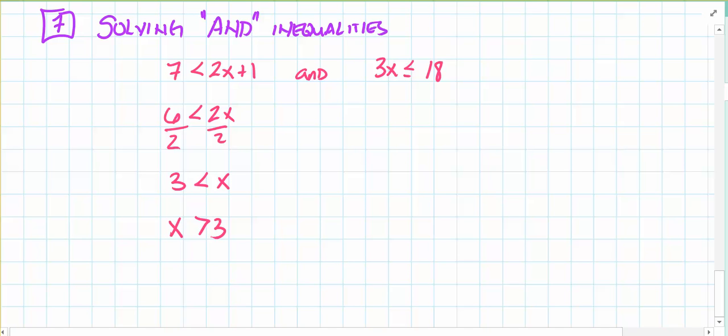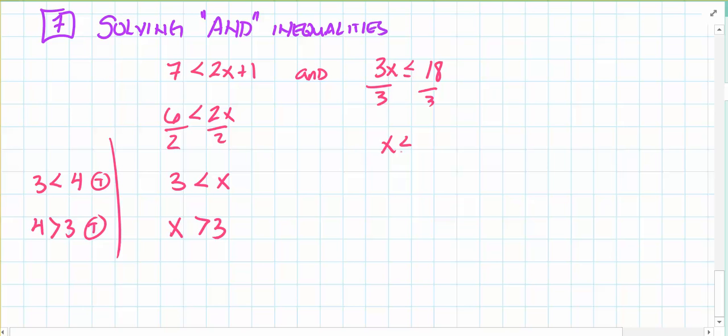Now, why is that true? Well, let's see here. 3 is less than 4, that's a true statement, and 4 is greater than 3, that's also a true statement. As examples, I like to always have my variable on the left-hand side, so x is greater than 3. If we solve this one over here, divide by 3, I would get x is less than or equal to 6.